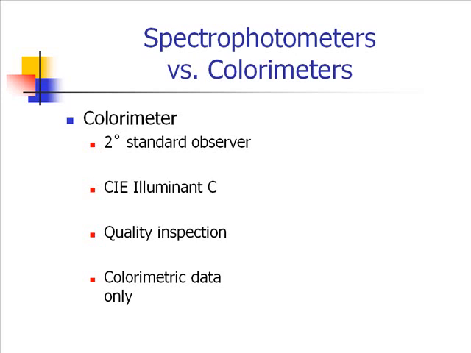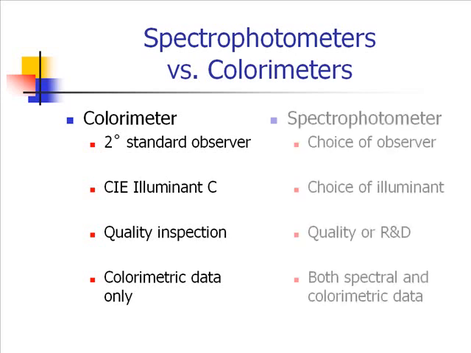So it's much less flexible than the spectrophotometer, which gives you a choice of observer. You can have any observer you can think of in there. Also, any illuminant, whether real illuminants or even just calculated illuminants. You can use it for quality inspection, but also for R&D, which for our purposes we call color matching, to develop formulas. It gives both spectral and colorimetric data. Spectral is the curves, colorimetric is the numbers.